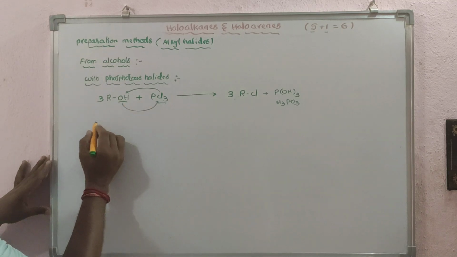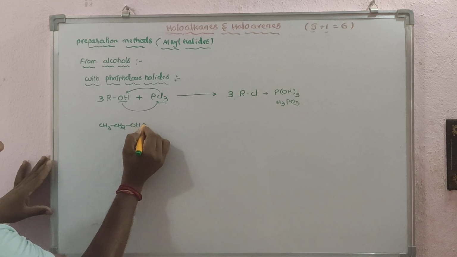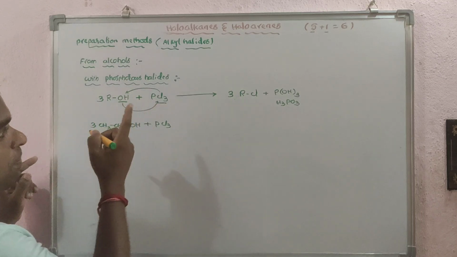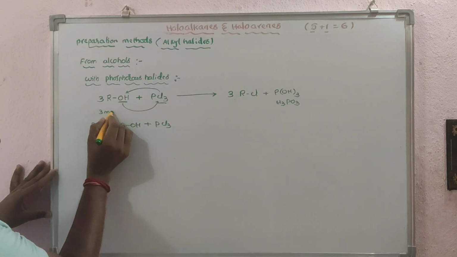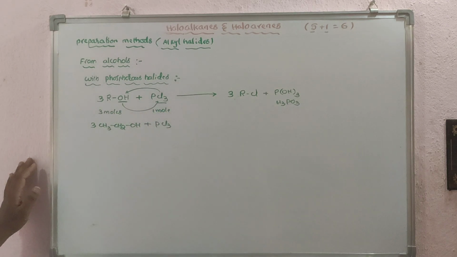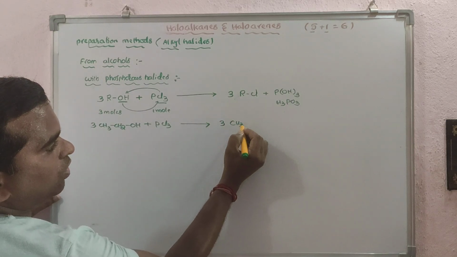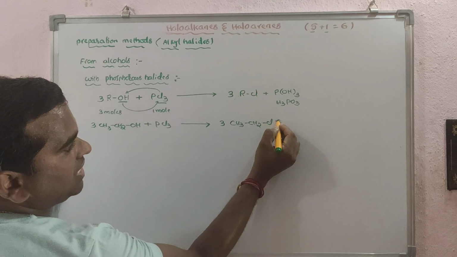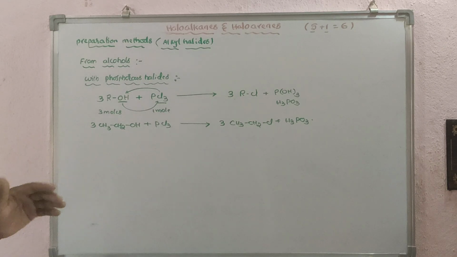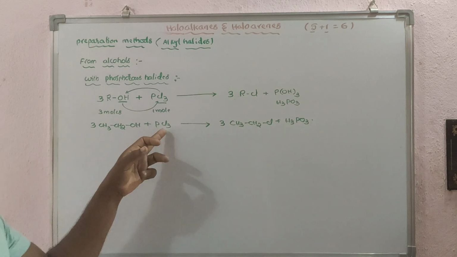Simple example. If I take one example, suppose ethyl alcohol, and treat this with PCl3. How many moles do I have to take here? 1 mole. Remember, with PCl3, 3 moles of alcohol react with 1 mole of PCl3. Now, what compound will you get? Same: 3 moles of ethyl chloride, CH3CH2Cl, plus H3PO3.